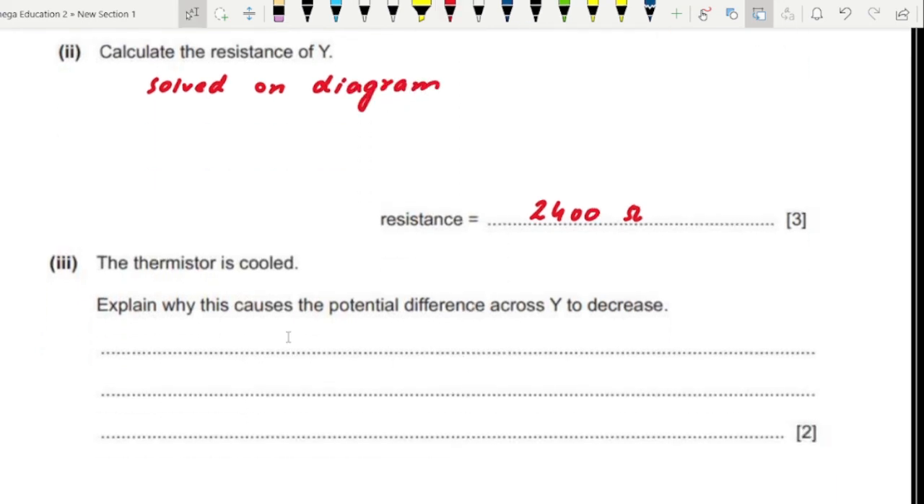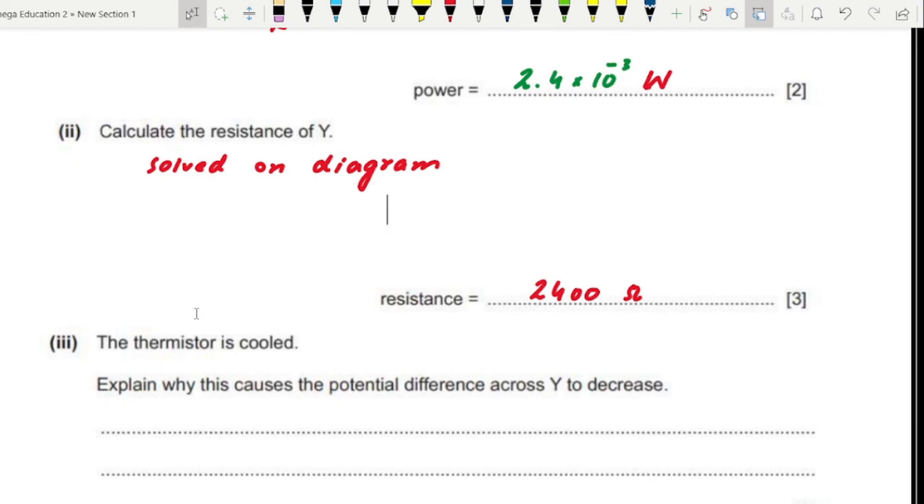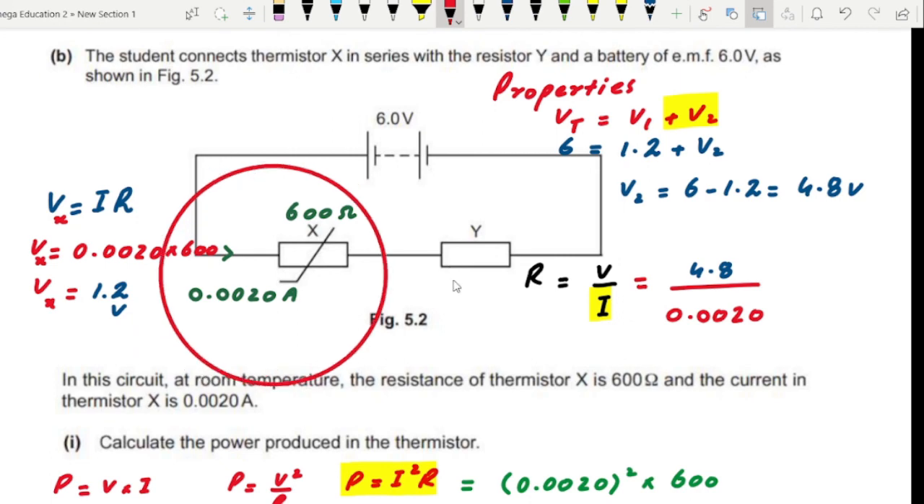All right, then we have the next part of 2 marks. The thermistor is now cooled. The temperature decreases. Explain why this causes the potential difference across Y to decrease. Once again, the question does not ask for the direct relation between the thermistor and the potential difference, because they are decreasing the temperature of the thermistor, but they are asking for the potential difference across Y, across the other component. So what happens to the voltage across the thermistor itself?